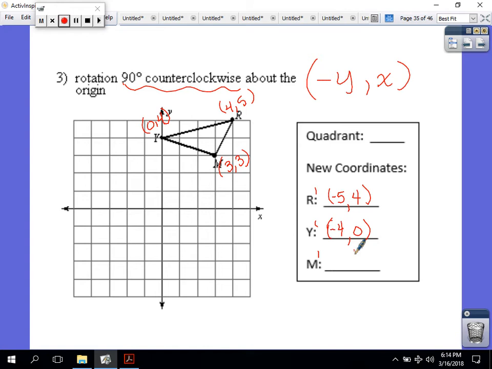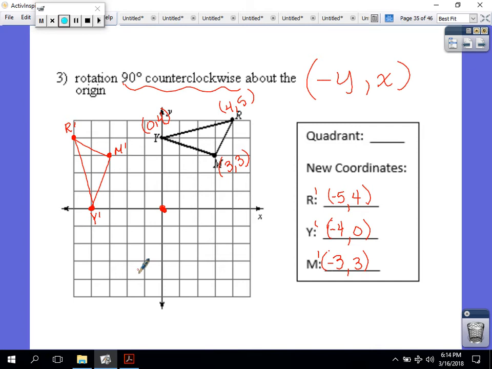For m prime, 3, 3, well, the y value of 3 becomes into the front and becomes its opposite, so it becomes negative 3, and the positive 3x moves to the second spot. So now we have to graph these and put my 0, 0 point to help me. So left 5, 1, 2, 3, 4, 5, and up 4, 1, 2, 3, 4. That's point r prime. Negative 4, 0, 1, 2, 3, 4, and up or down 0. So that's y prime. And negative 3, 1, 2, 3, positive 3, 1, 2, 3. And that's m prime.